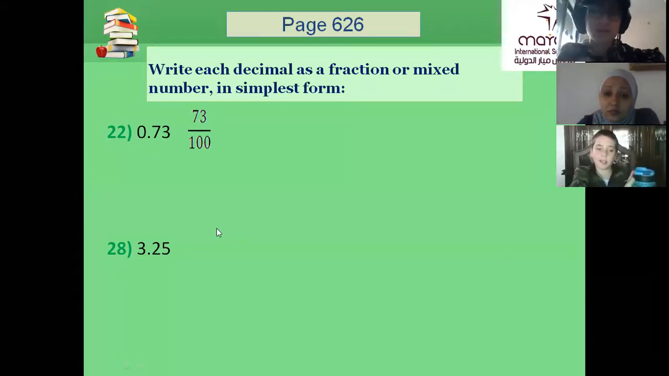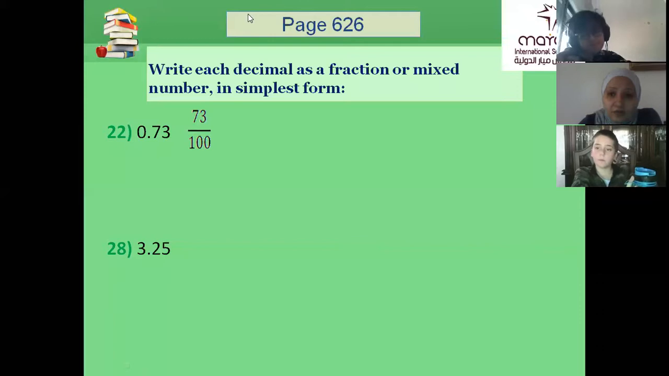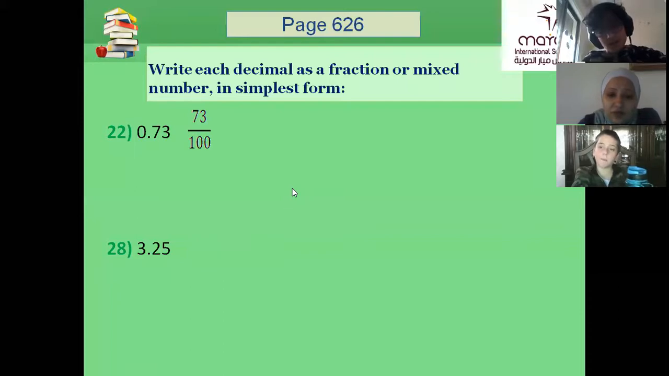Let's see. 25 out of 100. Is it in simplest form, Umar? No. Okay, so how can we divide? Divide by 5. Yes, which is 5 over 20.